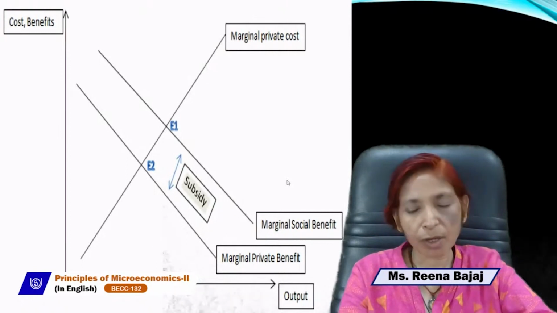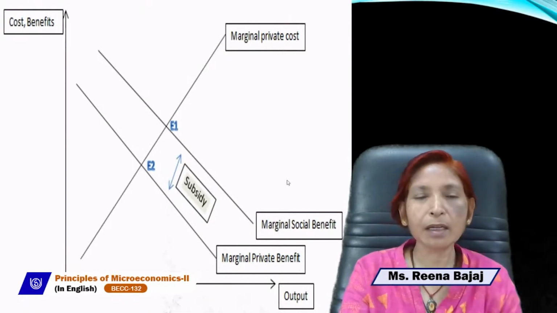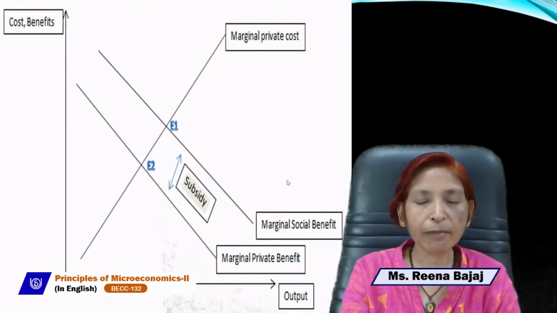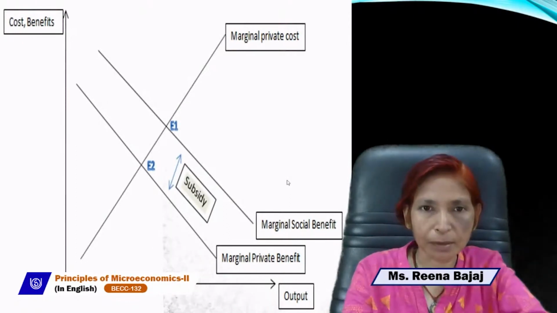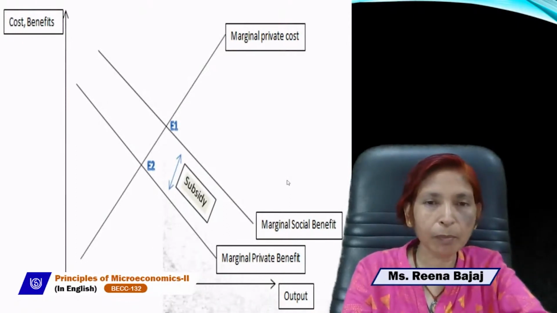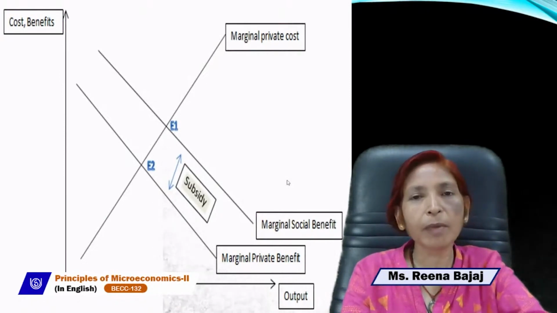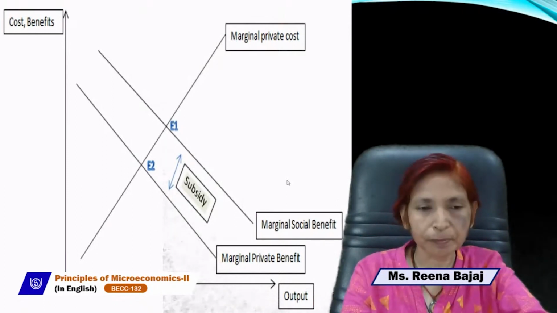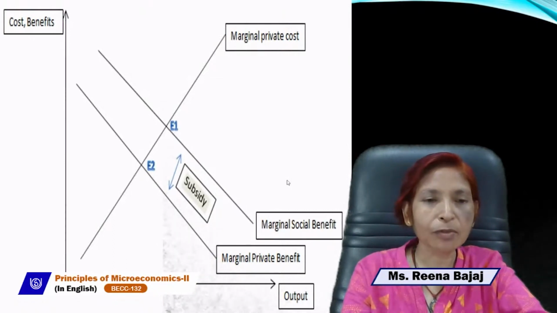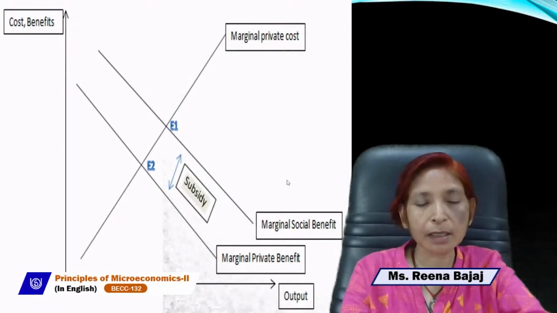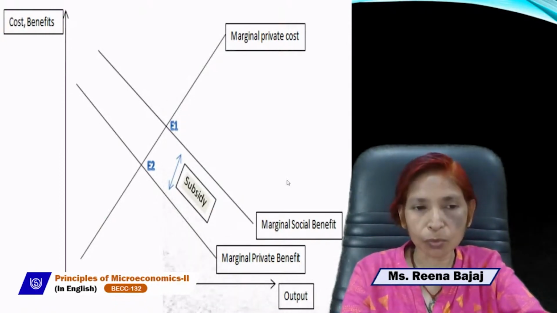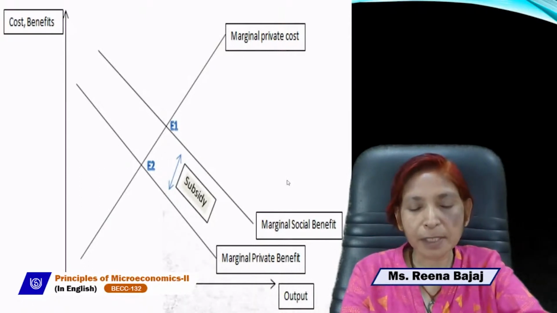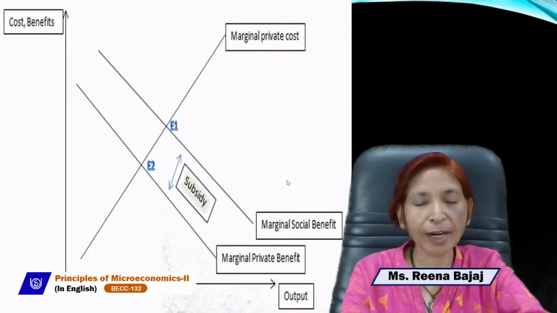At E1, where the marginal social benefit curve intersects the marginal private cost curve, the equilibrium point is determined. And the second equilibrium point, which is E2, is determined where the marginal private cost curve intersects the marginal private benefit curve. There are two equilibrium points, one is E1 and the other is E2. The gap here is the gap between E1 and E2. This gap shows the subsidy which is provided by the government.